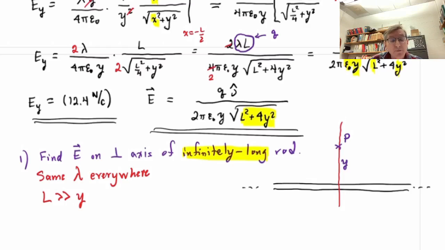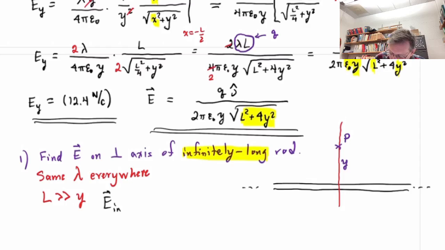So if the L is much, much bigger than the Y, the simplest thing to do is to drop the part that has the Y in it. Take that 4y squared that's added to the L squared and just drop the 4y squared. Okay? And then the formula simplifies for E.